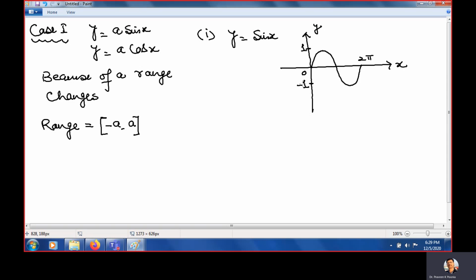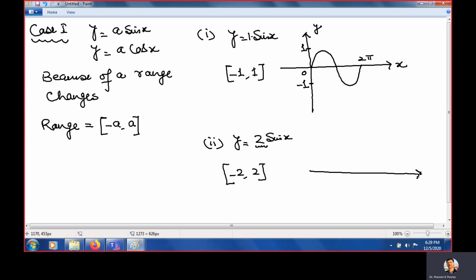Okay. Now another graph I'm taking here. Y is equal to twice of sin x. Here the range is minus 1 to 1. Range is minus 1 to 1 because the value of a is 1. So maximum value is 1, minimum value is minus 1. But here the value is 2. So what will be the range? It will be minus 2 to 2. Okay. So minus 2 to 2 means what change you will notice?